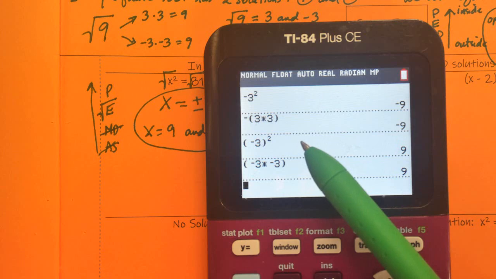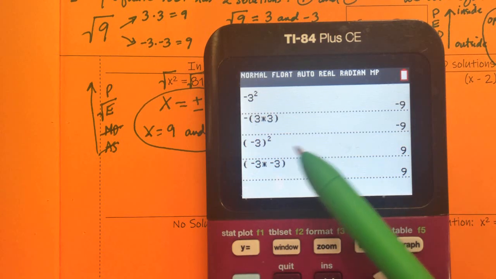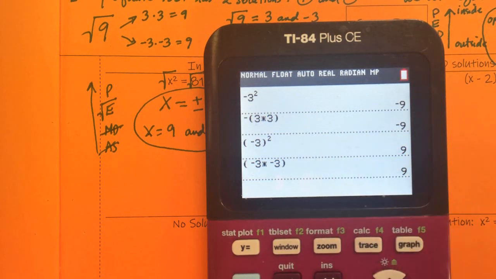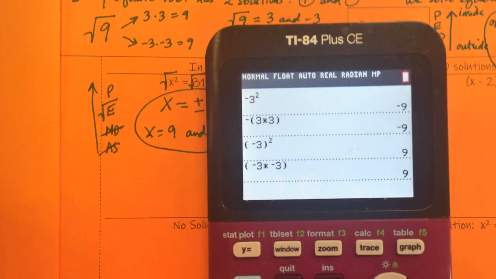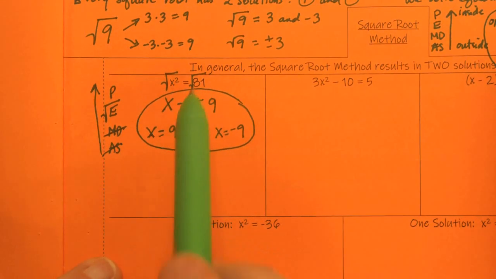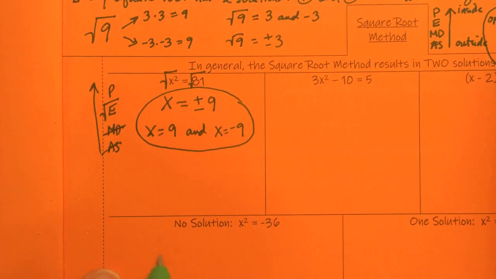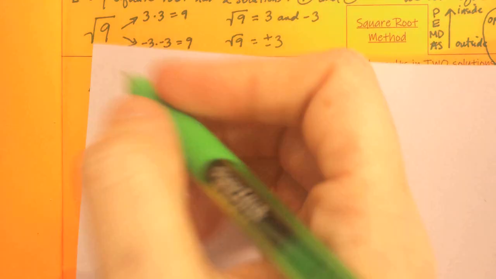You have to be very careful when you're squaring a number. Make sure you put it in parentheses, especially if it's negative. And if you think you're going to forget, put everything in parentheses when you square it. Okay? The reason I say this is because, what if this had been square root of negative 81? Okay, let me give you another example. What if I had this?